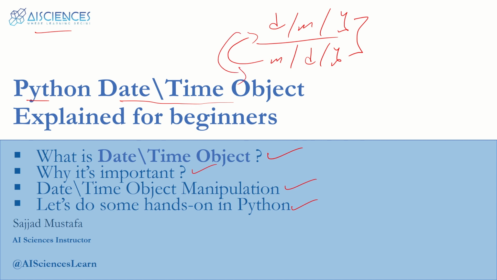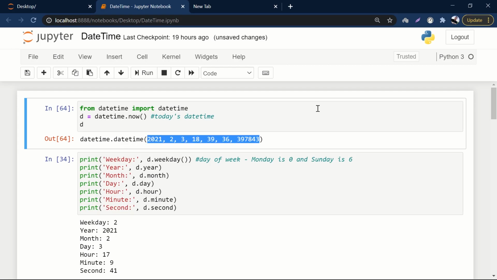Another thing, we'll also try to learn how we can implement some arithmetic on dates. How can we, let's say, subtract date 1 minus date 2? We can do something like that. How can we do that? We'll also learn that today.